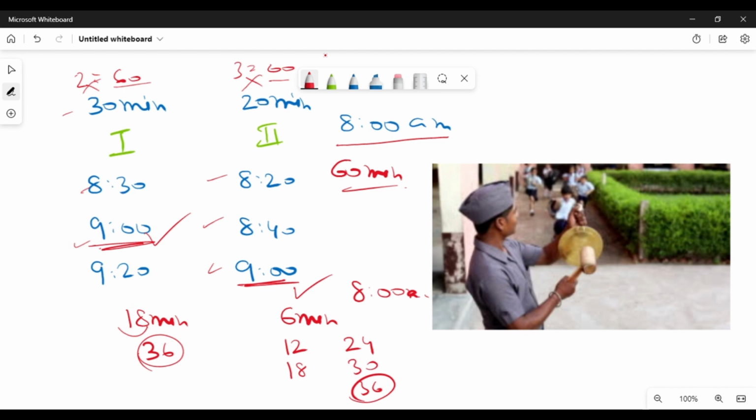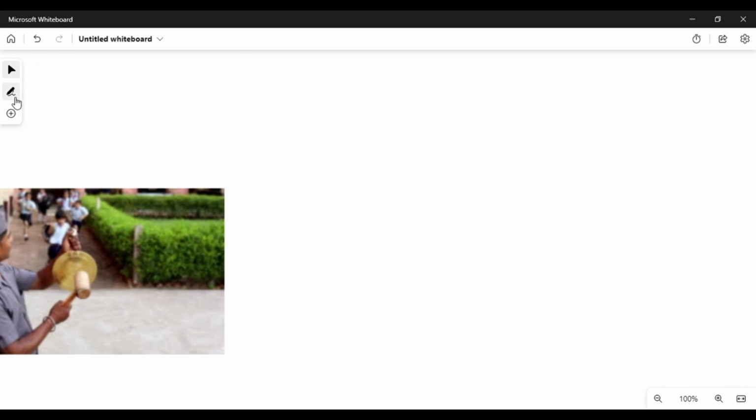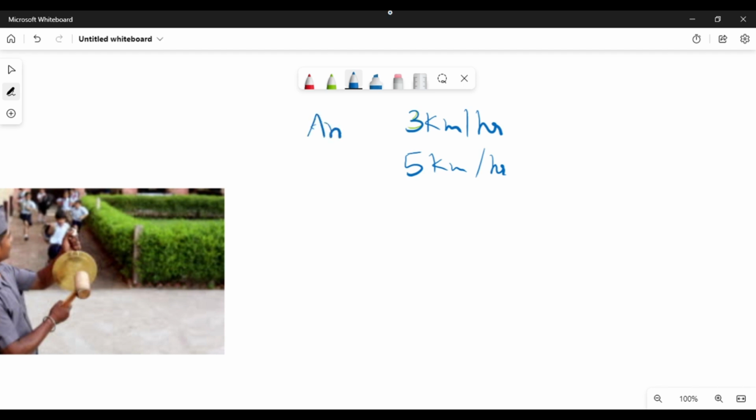Okay, we can take one more example here if you want. Suppose two friends are running. One is running at the speed of 3 kilometers per hour, and the second friend is running at the speed of 5 kilometers per hour. Let me name this friend Aman and this friend Deep.